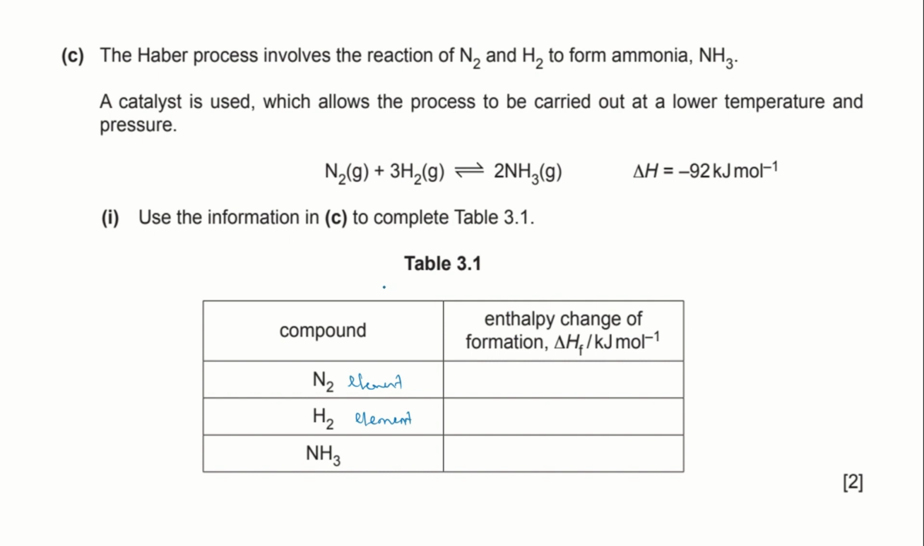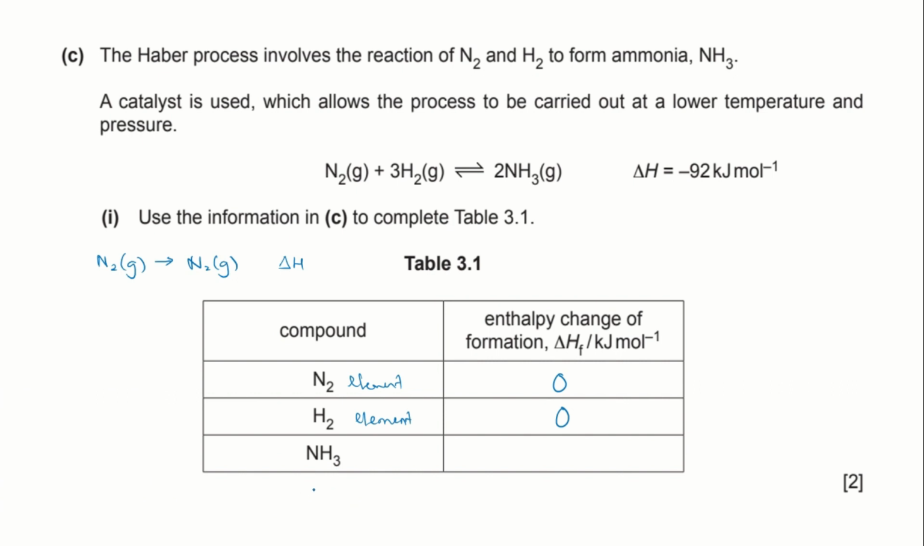So if I am to write an equation to show the formation of nitrogen, there will be 1 mole of nitrogen forming 1 mole of nitrogen gas. There's no change from the reactant's product. So there's no change in enthalpy also. So the enthalpy change of formation for all elements are 0.